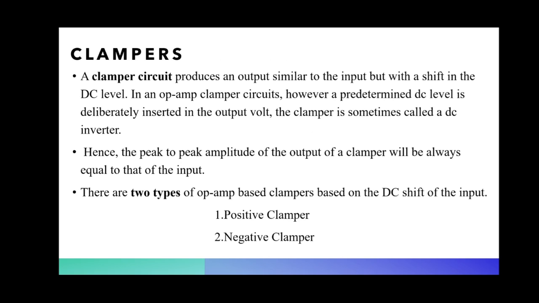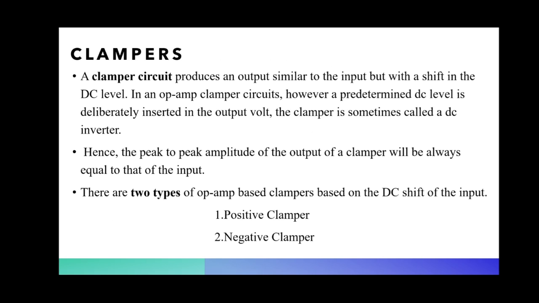Clampers. A clamper circuit produces an output similar to the input but with a shift in the DC level. In an op-amp clamper circuit, a predetermined DC level is deliberately inserted in the output voltage. The clamper is sometimes called a DC inverter. Hence, the peak-to-peak amplitude of the output of a clamper will always be equal to that of the input.